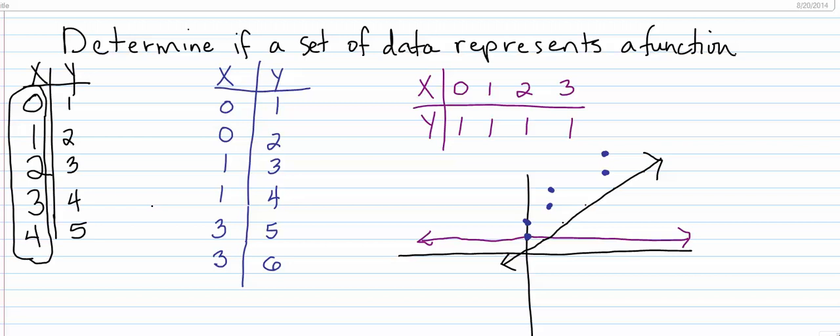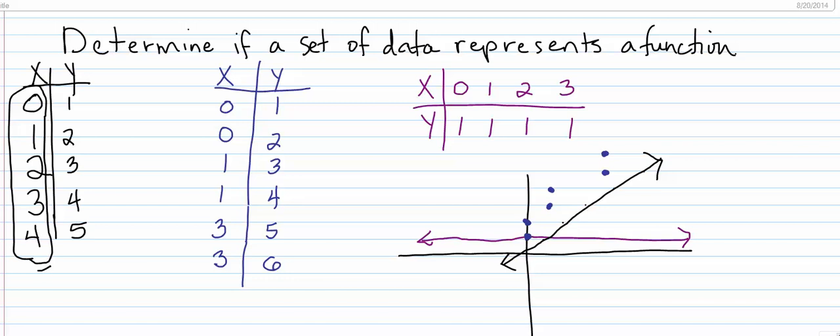Now in my domain I have a 0. 0 is paired only with a 1, and it's not paired with any other value from the range. So that's good. The 1 is paired with 2. 1 is not in here any other place, so it can't be paired with a different y value. So that's good. Same thing with 2. 2 is paired with 3, and the 2 from the domain is not paired with any other value from the range. And the same is true for 3 and 4. So this right here would be a function.